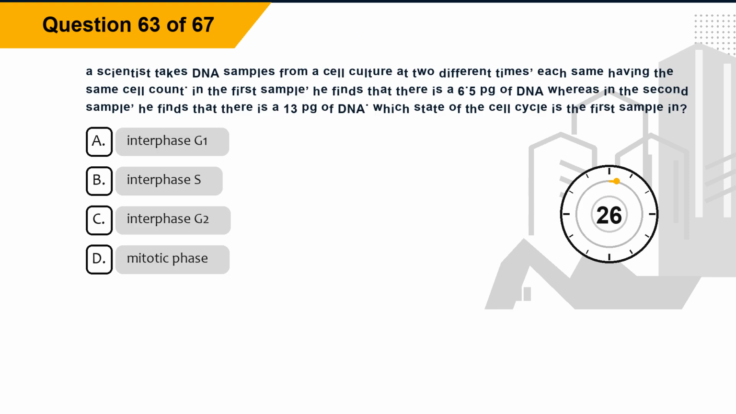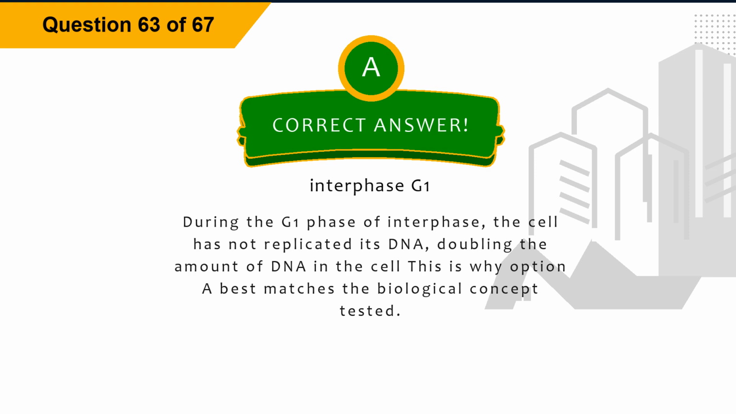Question 63. A scientist takes DNA samples from a cell culture at 2 different times, each having the same cell count. In the first sample, he finds that there is 6.5 pg of DNA, whereas in the second sample, he finds that there is 13 pg of DNA. Which stage of the cell cycle is the first sample in? Option A, interphase G1. Option B, interphase S. Option C, interphase G2. Option D, mitotic phase. The correct answer is option A, interphase G1.